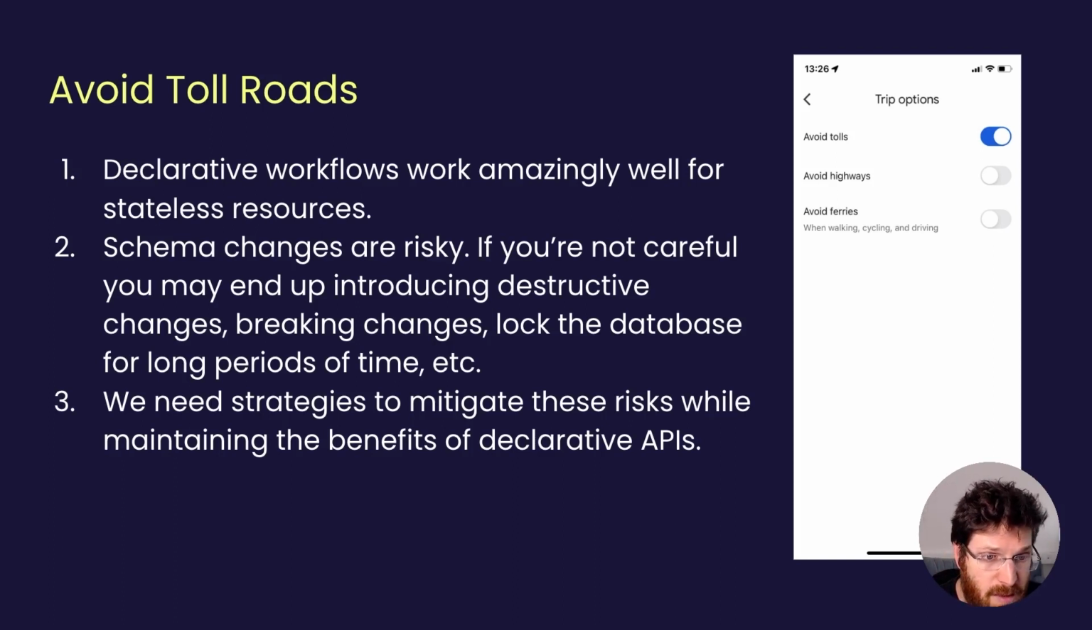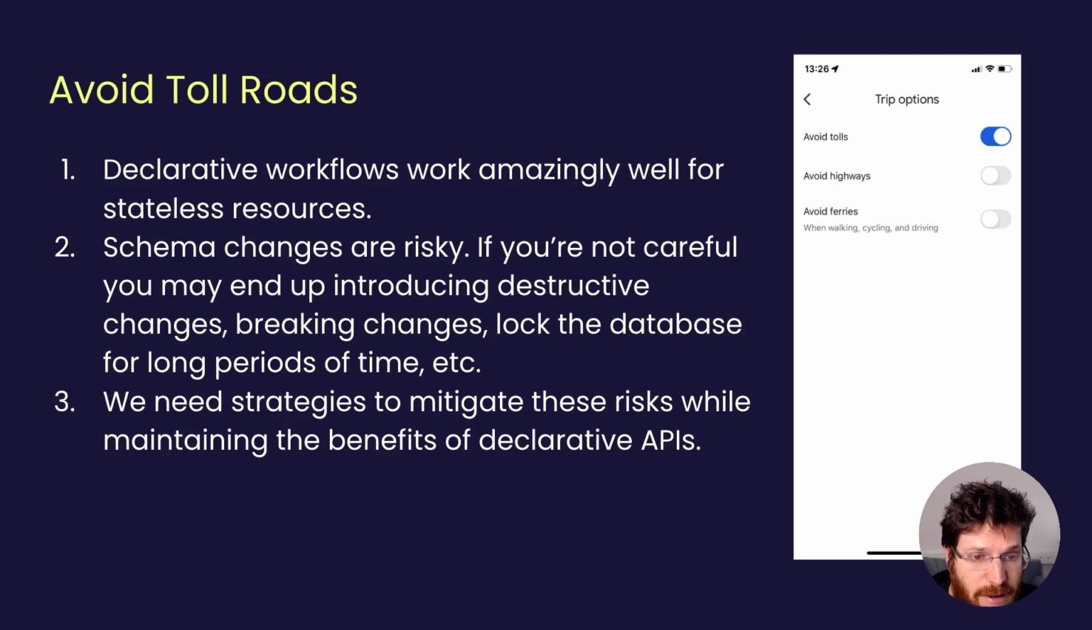Going from point A to point B, sometimes there are multiple ways to do it. Some of them involve locking a table. Some of them involve breaking the contract between your backend application and your database. Some of them involve losing data. So if we want to adopt a declarative workflow for managing our database, we need strategies to mitigate these risks while maintaining all the benefits of a declarative API.